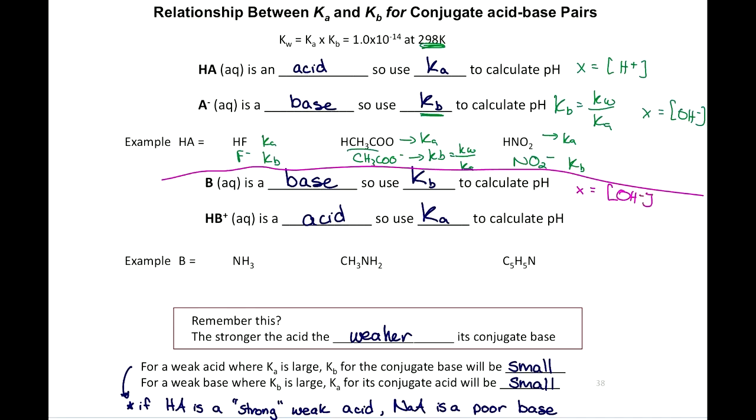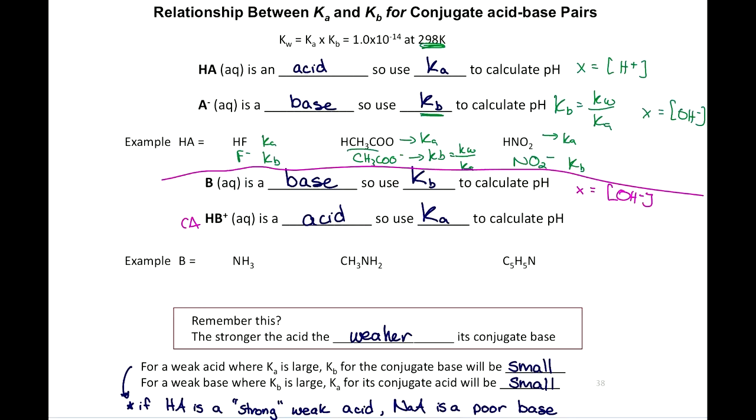How do you know that? Did you just do an ice table in your head really quick? No, what's the hint there? How do you know that X is hydroxide concentration? It's Kb, yeah, that's the trick. All right, okay, yeah, so B is a base, use Kb to calculate pH. Cool, all right. Is HB plus a base? Nope, it's the conjugate acid of the base. So if that's an acid, we have to use Ka to calculate the pH.